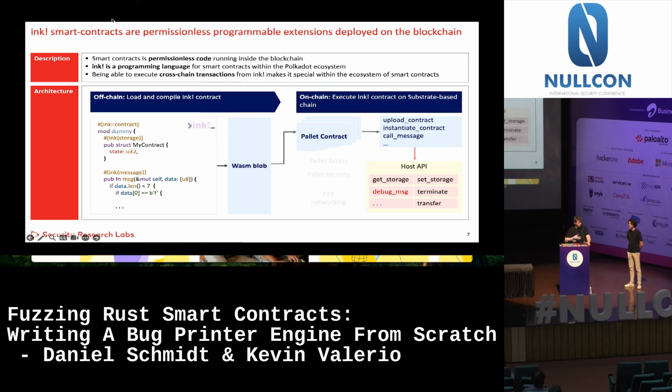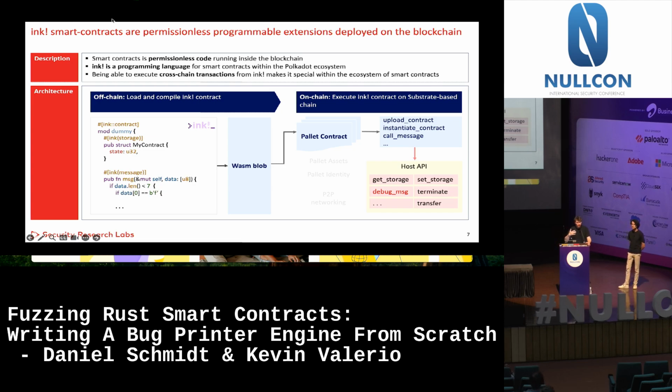And this is nice because developers can just use Rust, so they don't need to learn any other language to deploy these smart contracts. Ink! also has some other nice features like being cross-chain, having native support for cross-chain transactions, and being heavily integrated into the Polkadot ecosystem. On the left-hand side of the diagram, you can see an example of such an ink! contract. As you can see here, it's written in Rust.